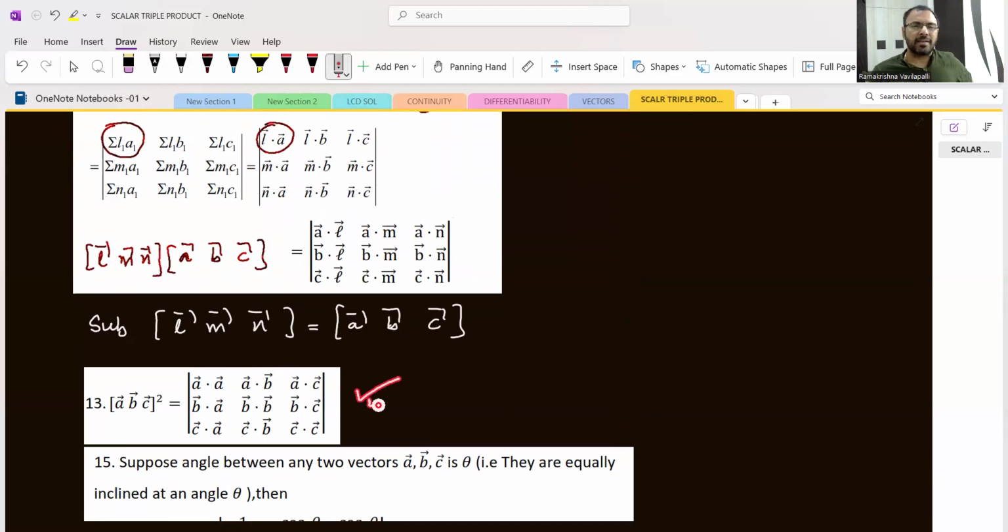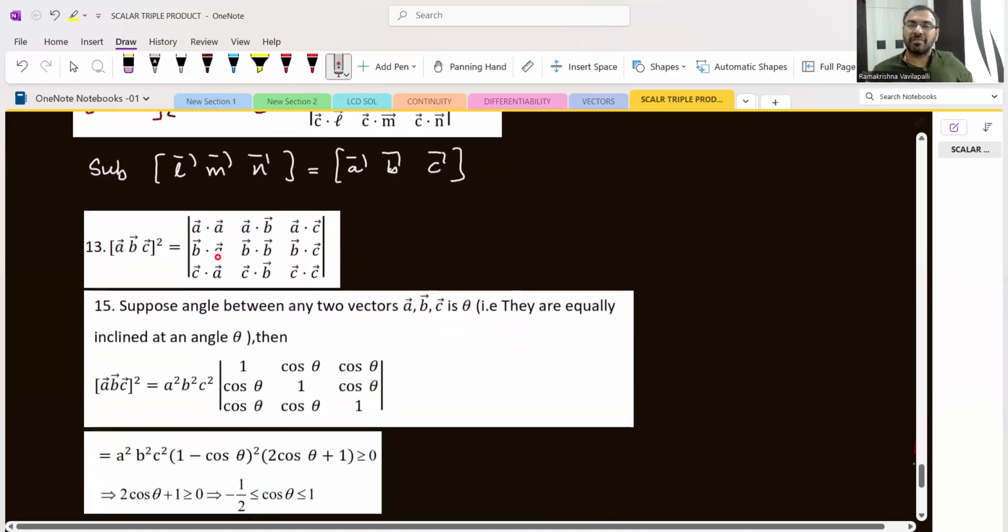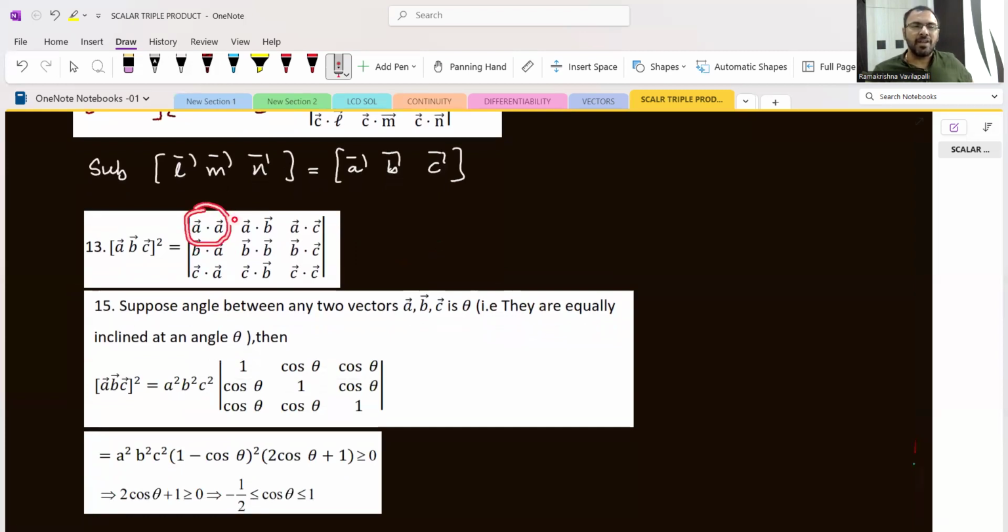Then you will get box ABC whole square equal to the determinant of: first you take dot A with all of ABC, here you see dot A with all of ABC. Next take dot B with all of ABC. And you take dot C with all of ABC.